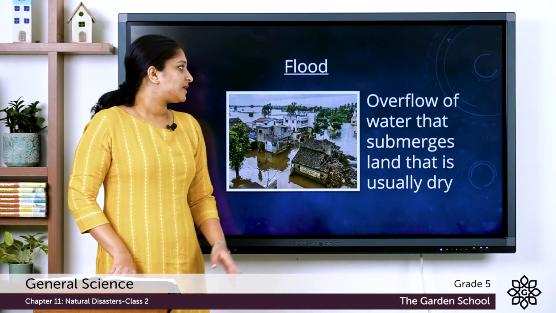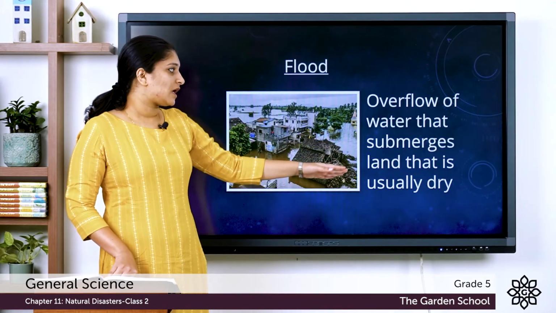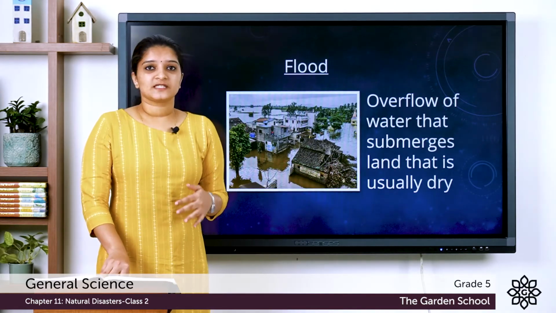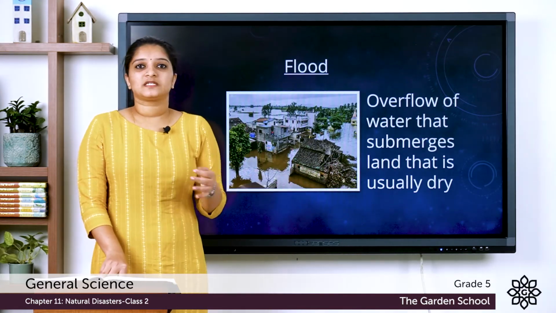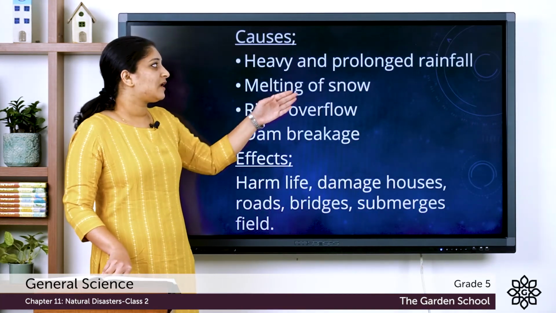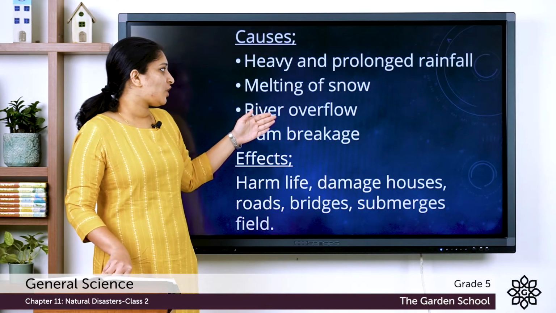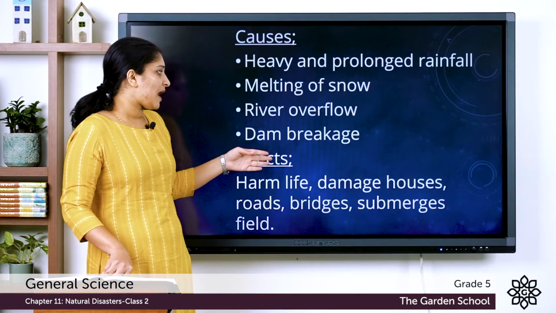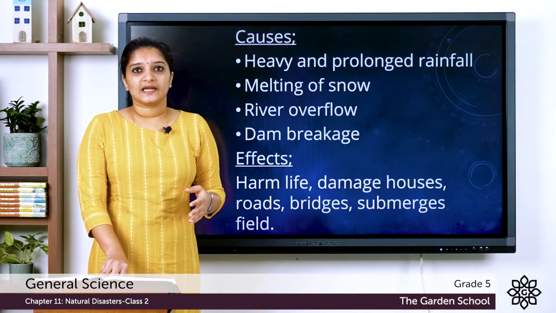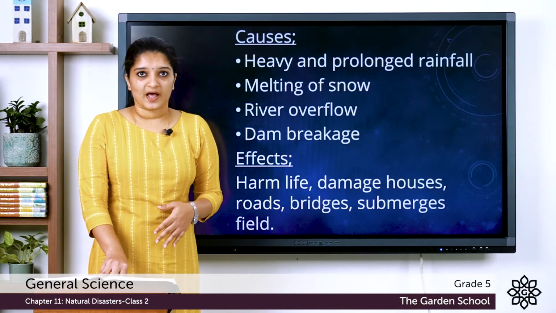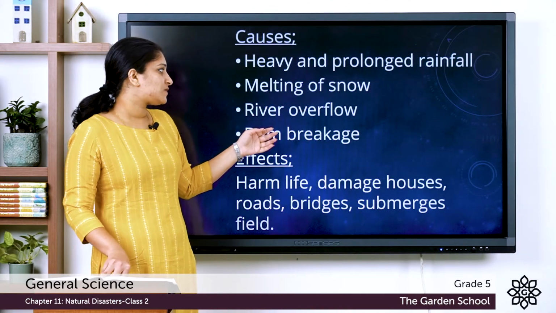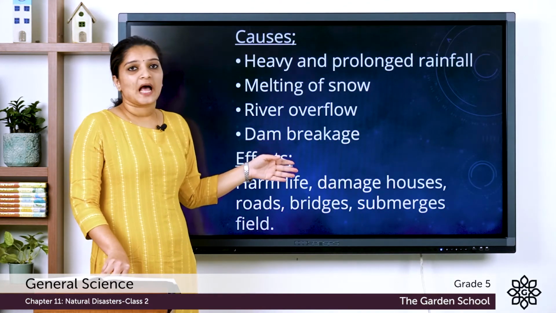So, what is a flood? A flood is the overflow of water that submerges the land that is usually dry. The reasons for the flood are heavy and prolonged rainfall, melting of snow, river overflow, dam breakage, etc.